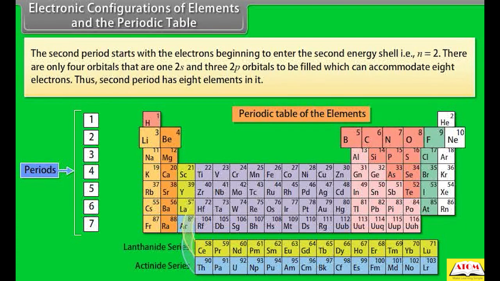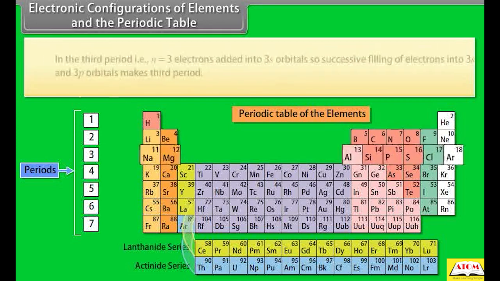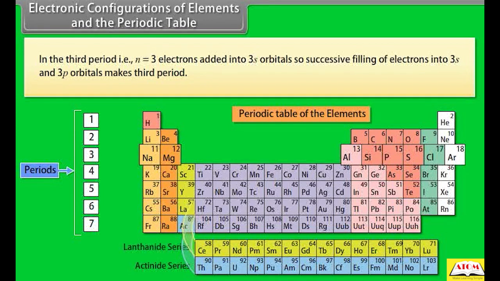The second period starts with the electrons beginning to enter the second energy shell, that is, n equals 2. There are only 4 orbitals, 1 2s and 3 2p orbitals, to be filled, which can accommodate 8 electrons. Thus, the second period has 8 elements in it. In the third period, that is, n equals 3, electrons are added into 3s orbitals. So, successive filling of electrons into 3s and 3p orbitals makes the third period.